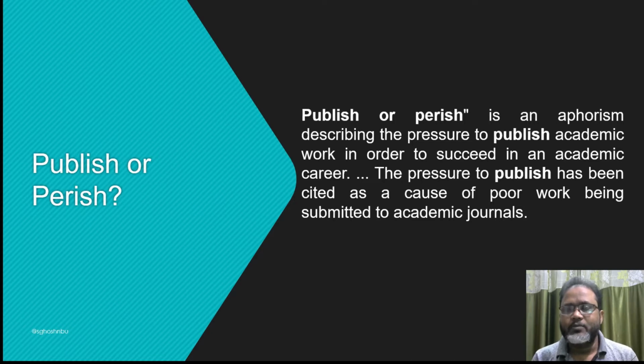And the second aspect of publish or perish is like this: it is a kind of pressure to publish academic work in order to succeed in your academic career.